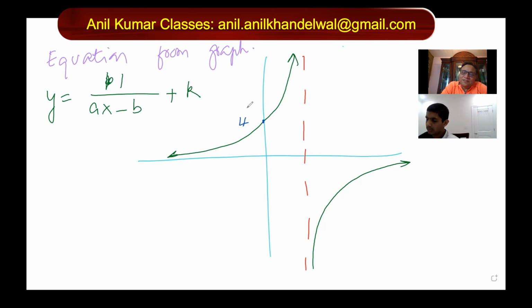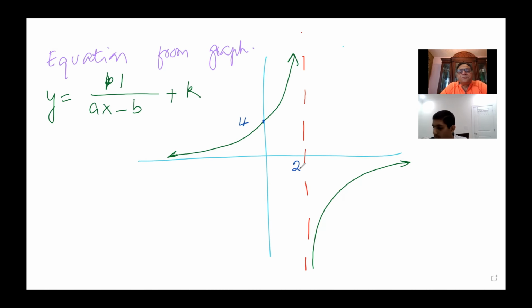So we know this vertical asymptote, which is there at, let us say, 2. So I have given you now 2 points. I'm saying the vertical asymptote is at x equals 2. Can you find the equation? Tell me. So the y-intercept is 0, 4. So you replace y with 4 and x with 0.